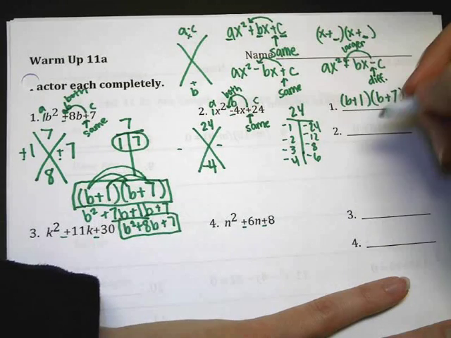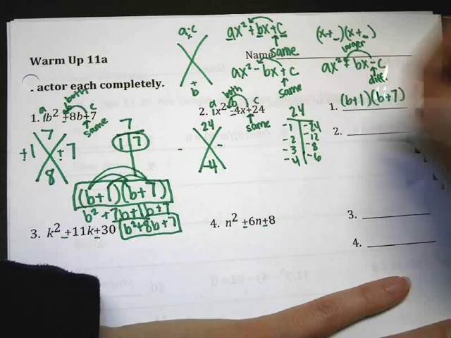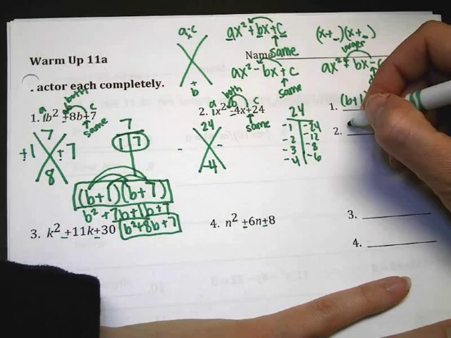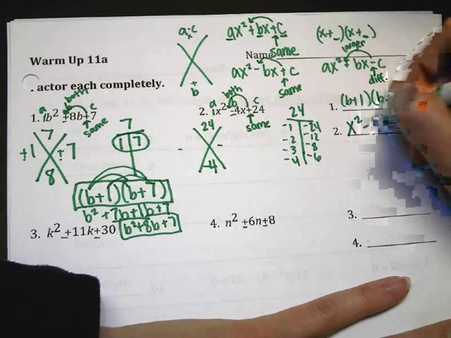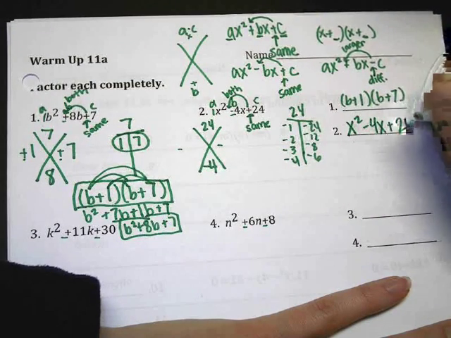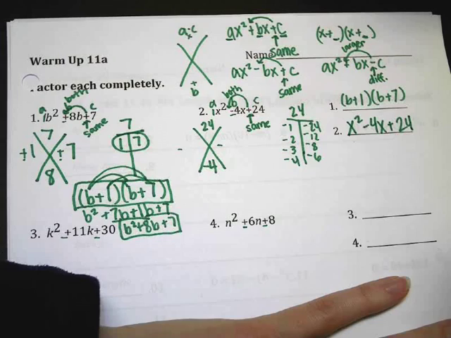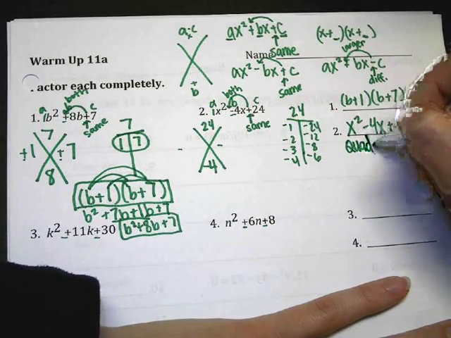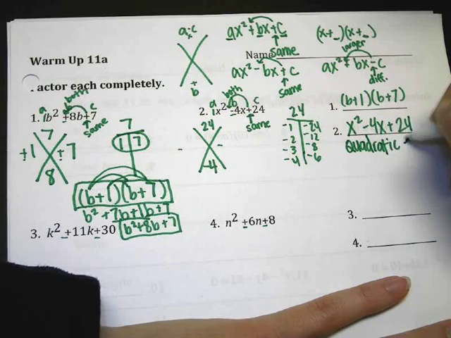And so what we would do is we would say that it's not factorable. So you could leave it as x squared minus 4x plus 24. What I don't want you to say is that there's no solution, because there is a solution, it's just not factorable. What you would want to use is called the quadratic equation.